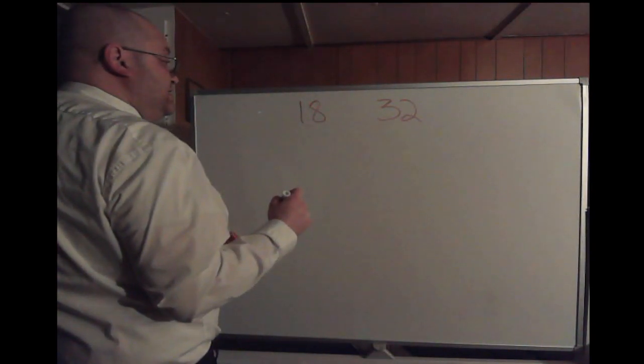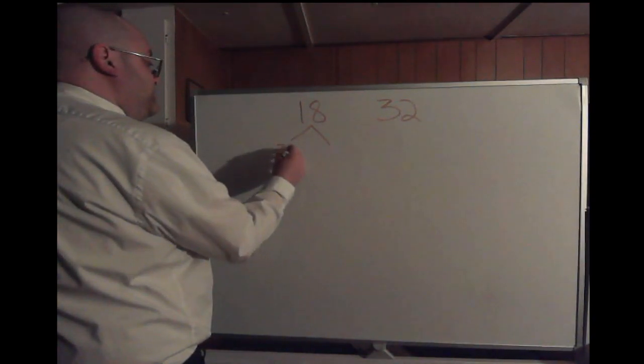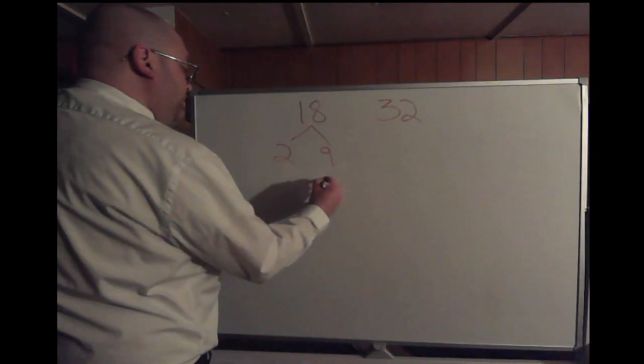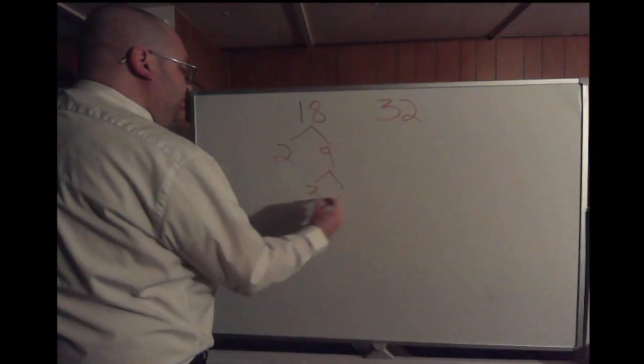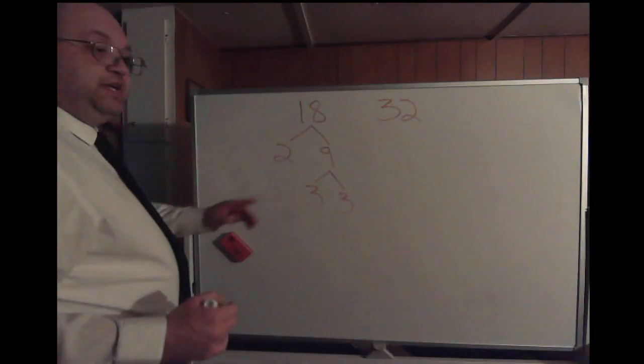Well, let's break down some factors of 18. You of course have 2 and 9. 2 breaks down no further, but 9 breaks down into 3 and 3. You've already prime factored 18 now. It's as far as we can go.